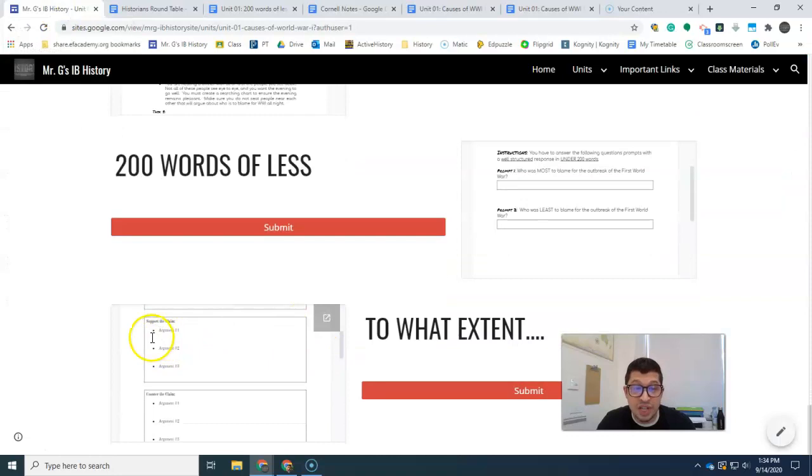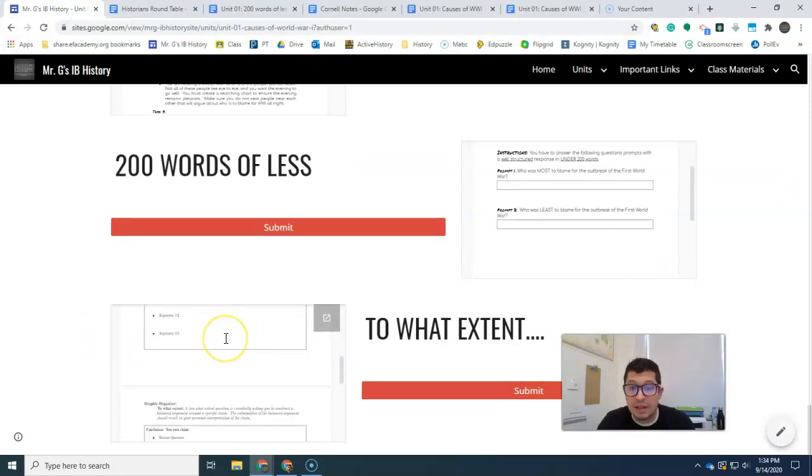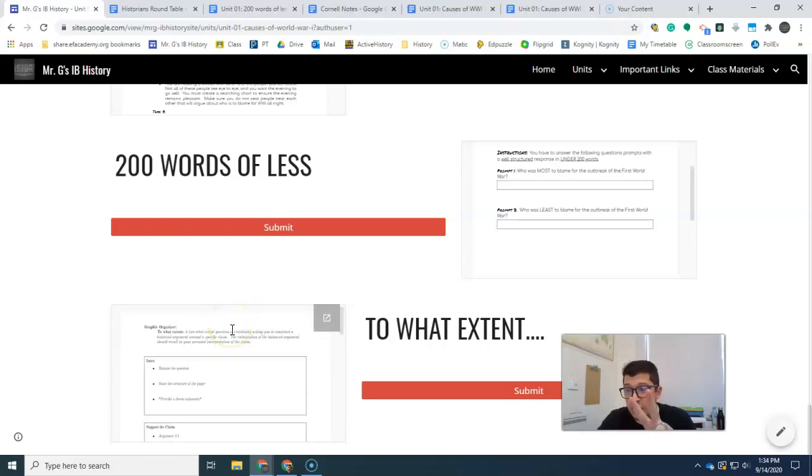And last, you'll see this right here. We're not going to get to that this week. I don't want to overburden you guys with work, but we will talk about this graphic organizer at some point in Unit 2.